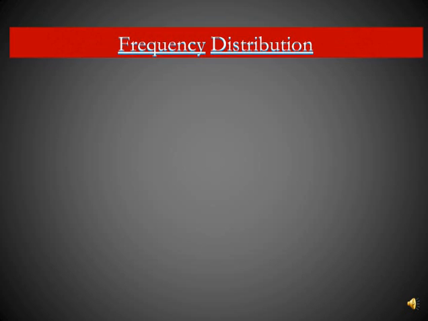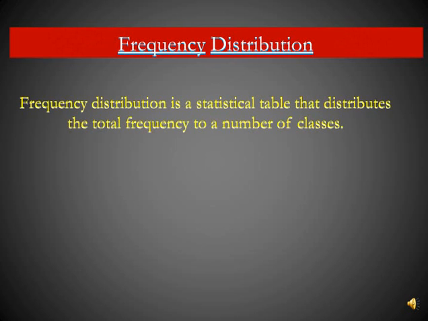As discussed in a previous lecture, frequency data occur when we classify statistical data in respect of either a variable or an attribute. A frequency distribution may be defined as a tabular representation of statistical data, usually in ascending order, relating to a measurable characteristic according to individual value or a group of values of the characteristic under study. So here comes the meaning of frequency distribution. It is a statistical table that distributes the total frequency to a number of classes.